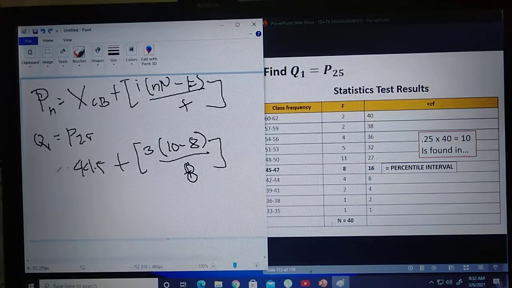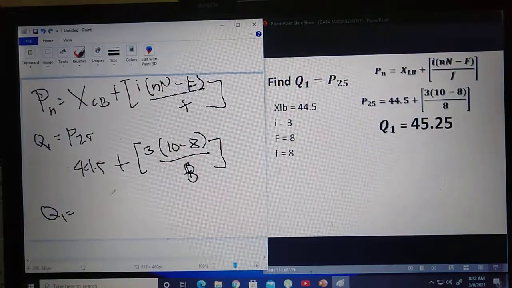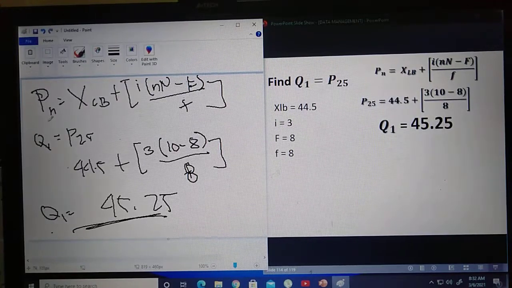If we solve this one, our Q1 is 45.25 ba? Yes, it's 45.25. Oh, that's it. We are looking for quartile, but we use the formula for percentile. So, pwedeng gamitin.